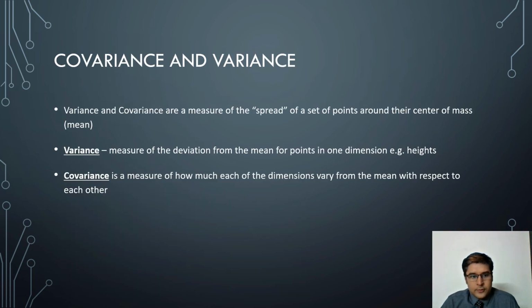Covariance and variance. Variance and covariance are a measure of the spread of a set of points around their center of mass, or mean. Variance is a measure of the deviation from the mean of points in one dimension, for example heights. Covariance is a measure of how much each of the dimensions vary from the mean with respect to each other. So covariance is in terms of dimensions and variance is in terms of points.